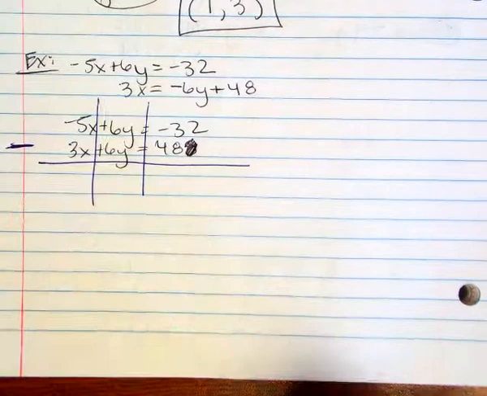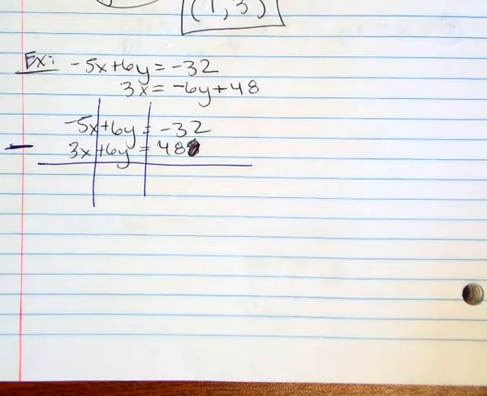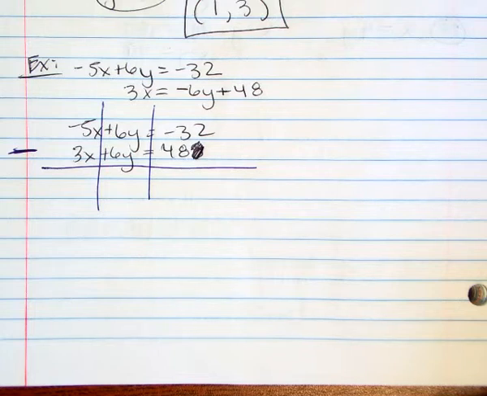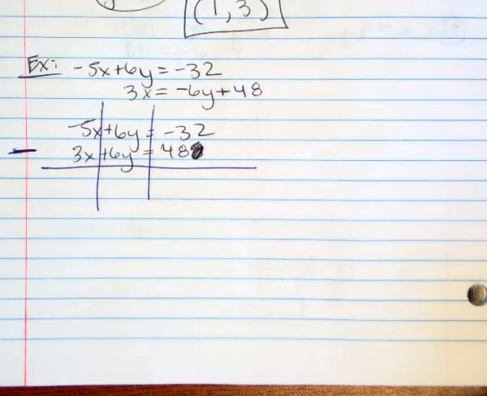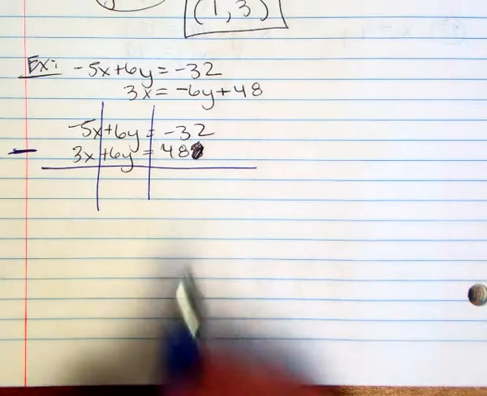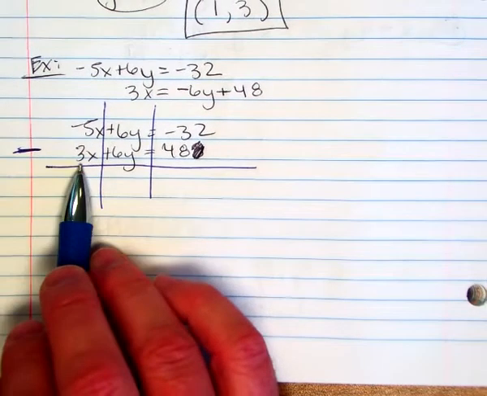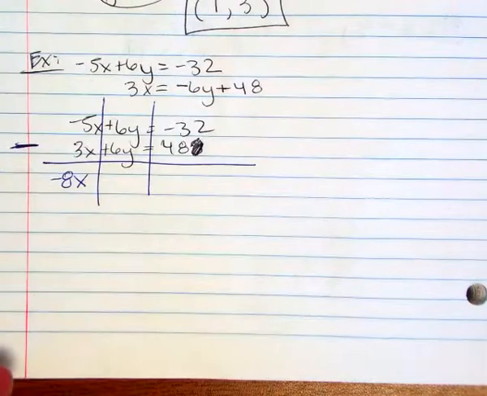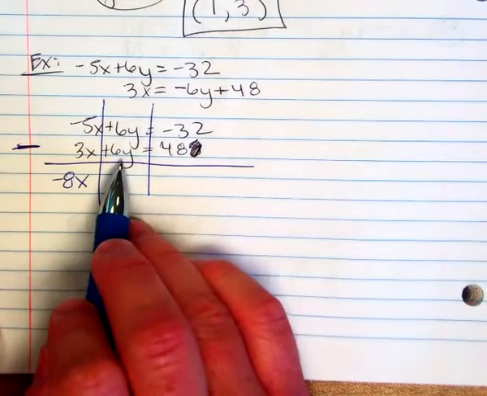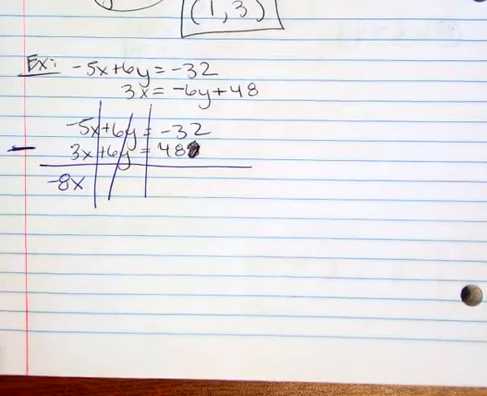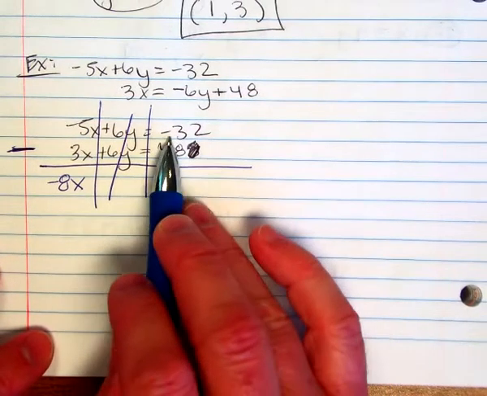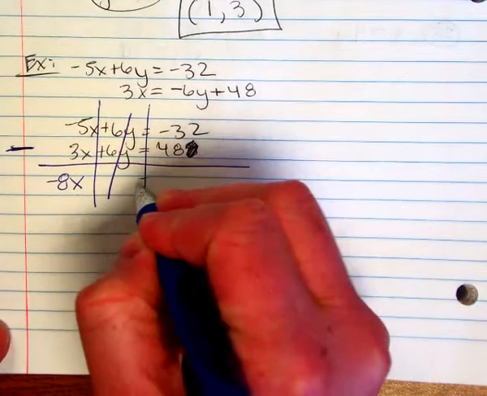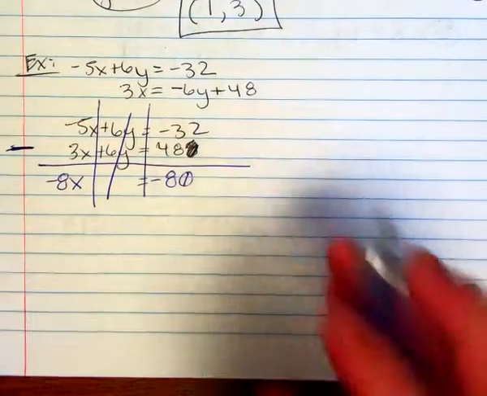This is extremely important. Everyone, please pay very, very close attention. The entire problem is a subtraction problem. That means that each column is a subtraction problem. This is negative 5 minus 3. What will that give me? Negative 8. So negative 8x. This is 6y minus 6y, to cancel or eliminate. This is negative 32 minus 48, to give me a negative 80.